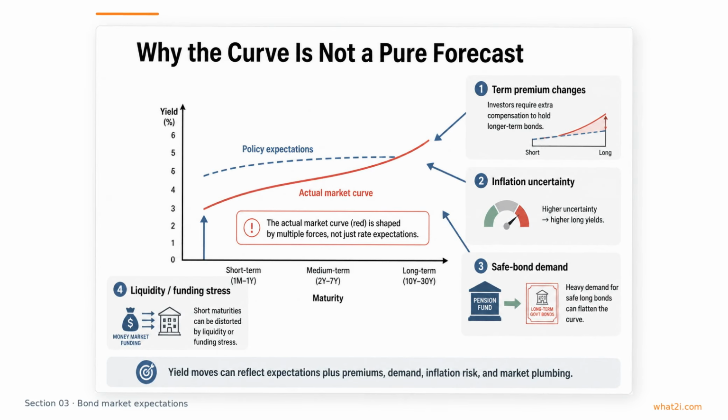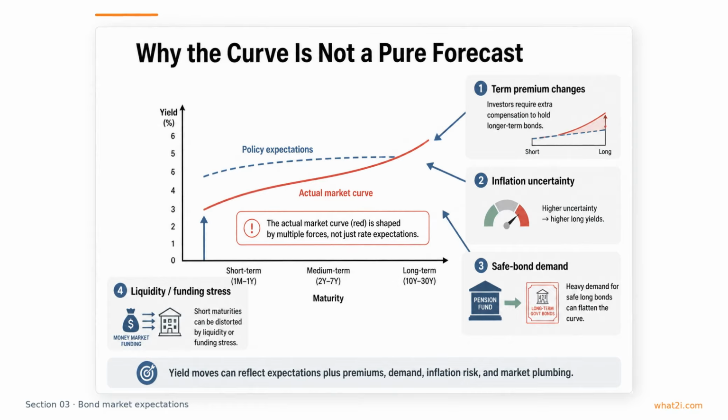Long-term yields also move when term premiums change, when inflation uncertainty rises, or when investors rush into safe assets. Heavy demand for long treasuries can flatten the curve even if the outlook for growth has not changed very much. At the front end, liquidity and funding conditions can distort very short maturities. So if the curve moves, the right question is not just what markets expect about rates. The better question is which combination of expectations, premiums, demand, and market plumbing is driving that move.